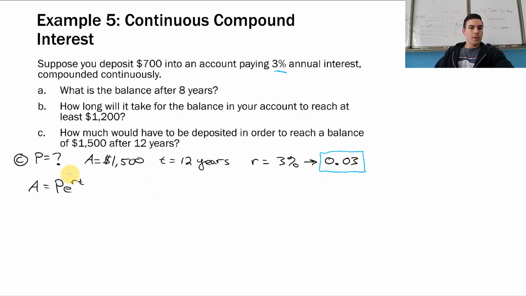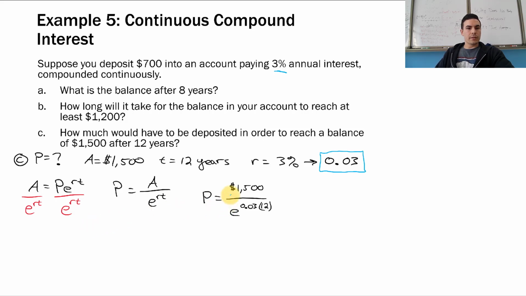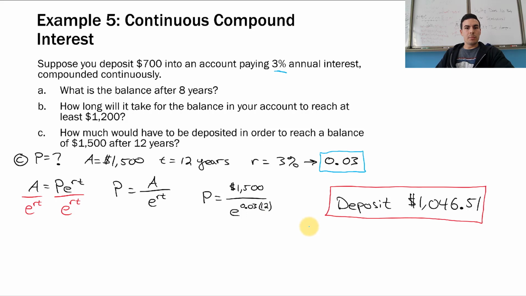Using our same equation, we don't know P, so we can divide by e to the RT on both sides, and that's going to isolate P like so, and then we can plug in everything that we know. So I've got 1,500 divided by e to the 0.03 times 12, and that's going to give us a deposit of $1,046.51.